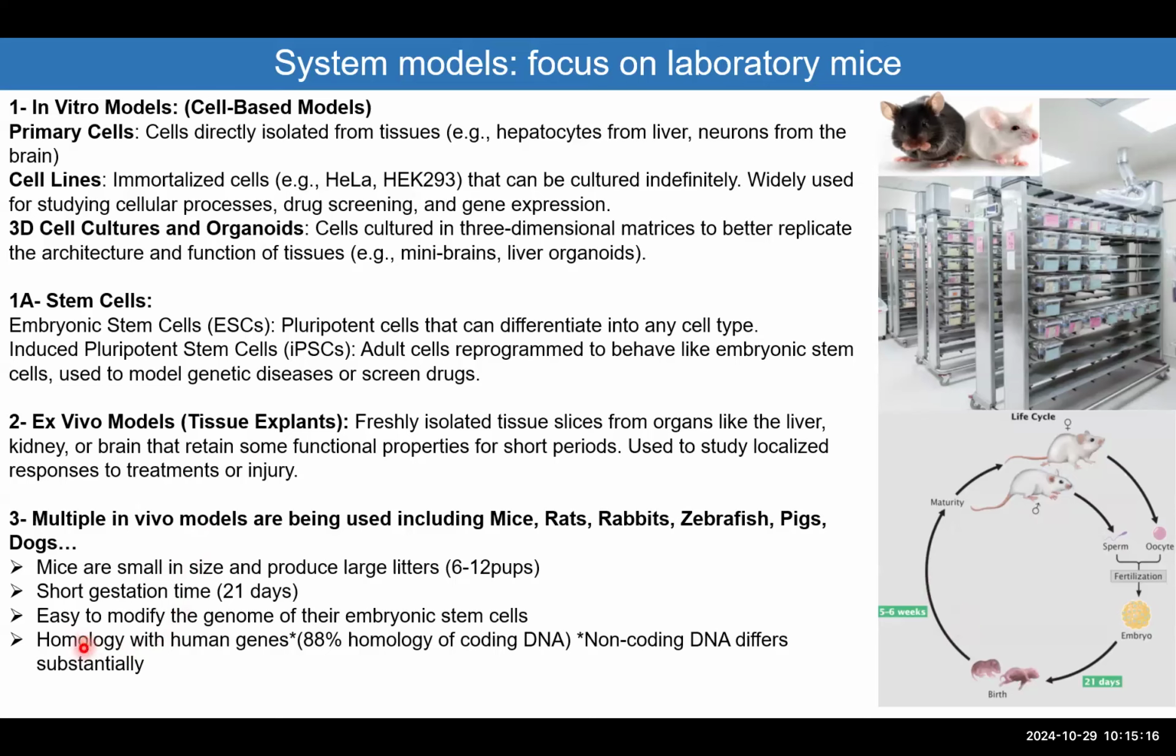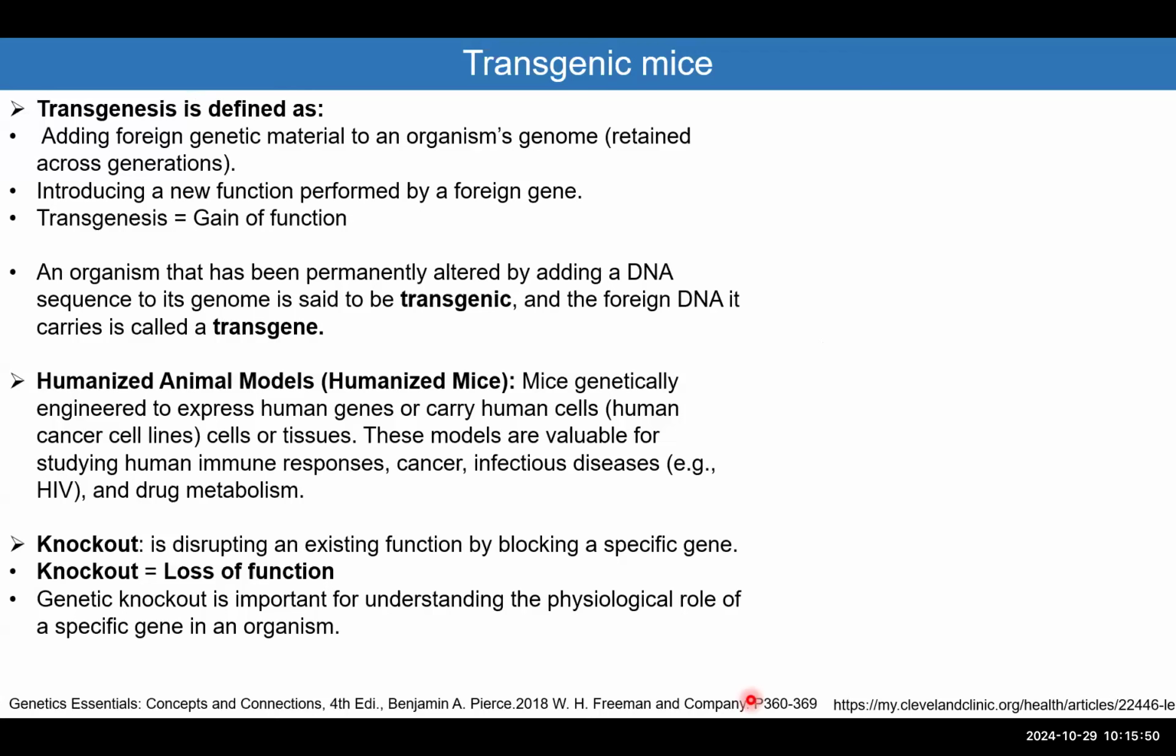That being said, they have a homology of around 88% in the coding DNA with the human, so around 12% differences. An exception is that the non-coding part of the mouse is way different from the human. So all these characteristics make the mouse one of the most useful or the easiest models to utilize. If you go to any institution right now, you will see an animal facility where mouse and rat are being extensively studied.